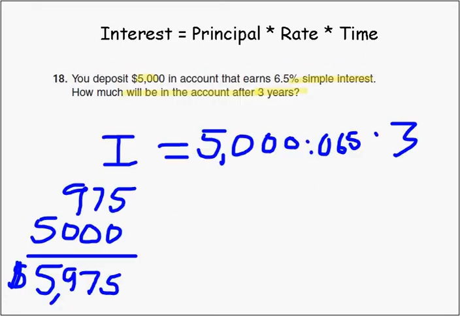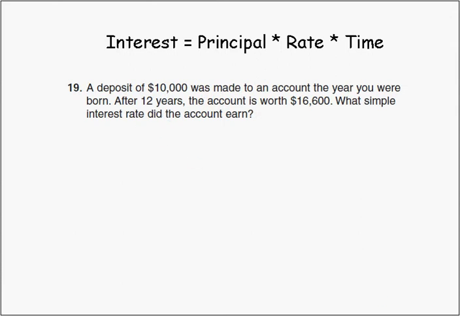So that was 18. Let's look at 19. 19 is a little harder, I think. A deposit of $10,000, so that's our principal, was made to an account the year you were born. After 12 years, that's the time, the account is worth $16,600. What simple interest rate did they earn? So let's go through. What's the interest?